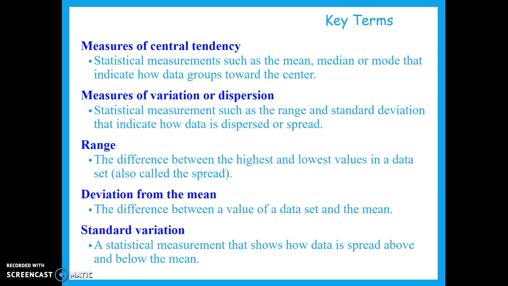Your variation or dispersion, the range and the standard deviation, indicates how the data is dispersed or how it's spread, meaning we're really looking at our min and our max, so how far away things are maybe from a mean. The range is the difference between the highest and lowest values in the data, which is the same as spread. Deviation from the mean is the distance between a value in your data set and the mean. Standard deviation is a measurement that shows how data is spread over your mean, so above or below your mean.